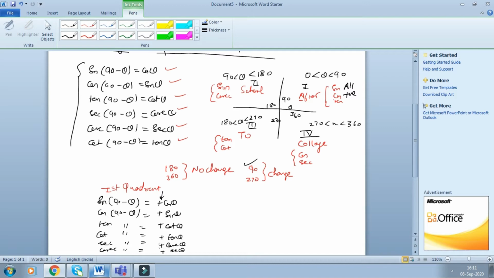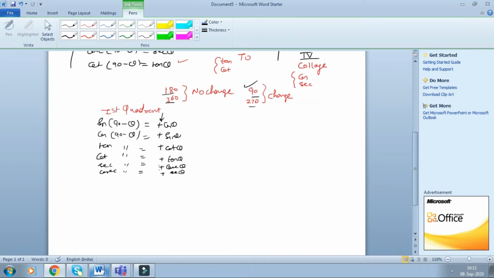And another thing, they change because there is a 90 degree. In 90 and 270 there is a change. In case of 180 and 360 there is no change. We will see it later on. So let me quickly move towards the second quadrant.